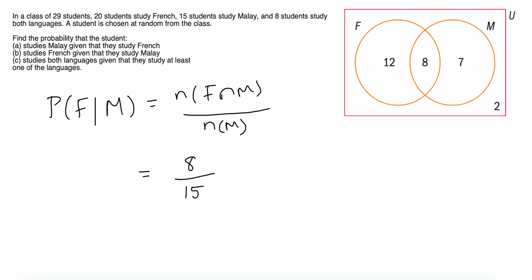That's my answer. So again, looking at it, I'm only looking at those that are already studying Malay. So I have this many people studying Malay, and out of all of the 7 plus 8, only 8 of them study French as well. So I'm following through the conditions they've given me.